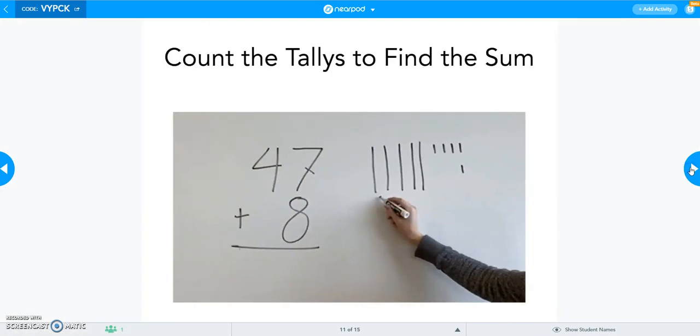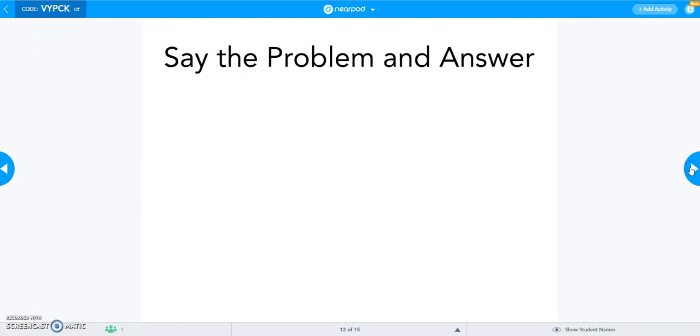That's our next step. We count the tallies to find the sum. 1, 2, 3, 4, 5 tens, and 1, 2, 3, 4, 5 ones. Then we say the problem and answer together. That's our last step. So we say 47 plus 8 equals 55.